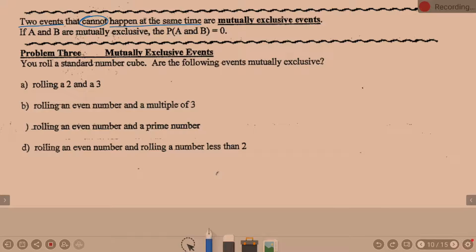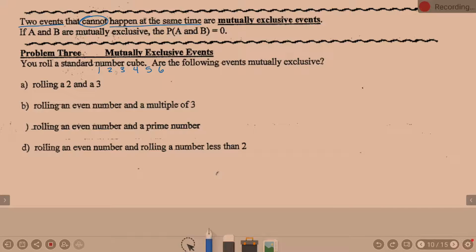Now, we're first going to talk about just how to decide mutually exclusive versus not mutually exclusive. So in this section, you roll a standard number cube. Are the following events mutually exclusive? First of all, what are my options when I roll a standard number cube? That's old news, right? 1, 2, 3, 4, 5, 6. So is it possible to roll a 2 and a 3 at the same time? No.